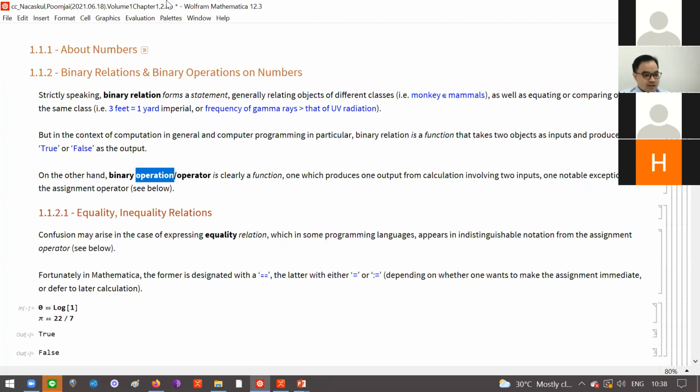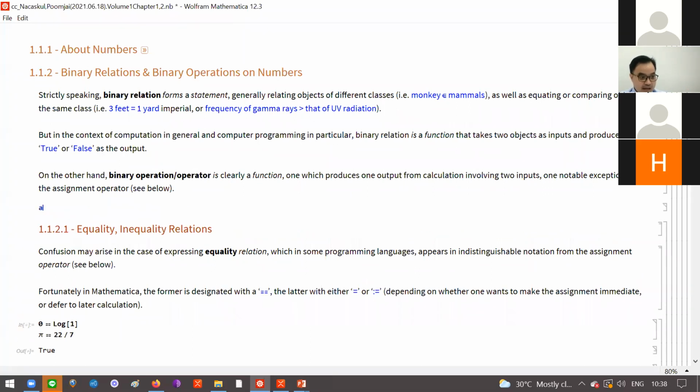Now, click onto an empty space somewhere. Click here, and just key in something. Just follow my keystroke. A equal to 1. Shift enter.